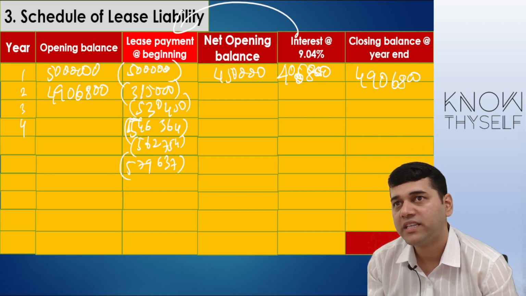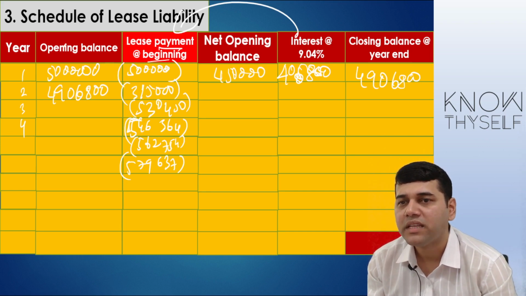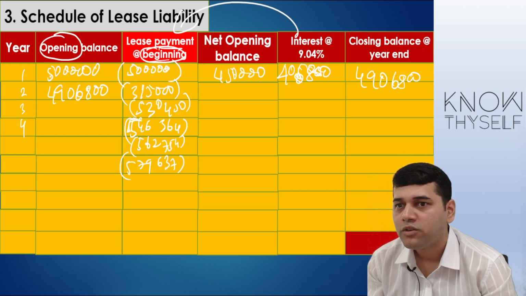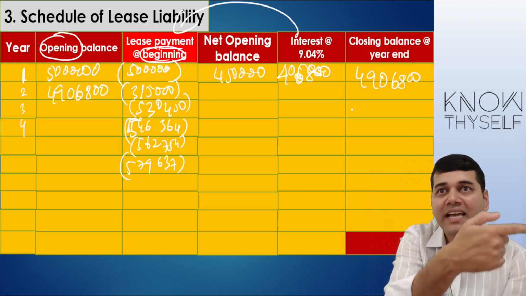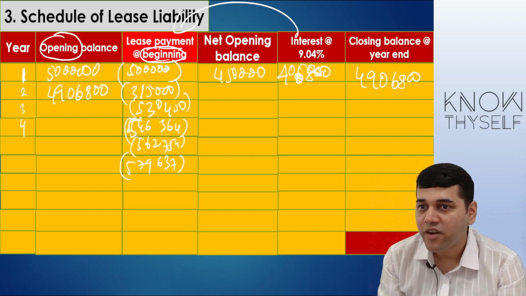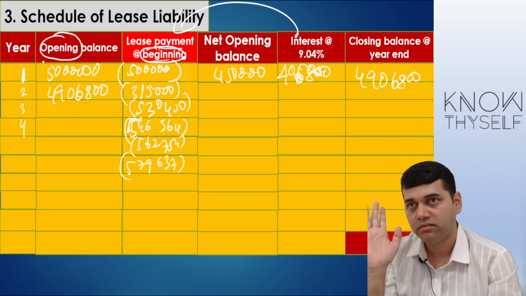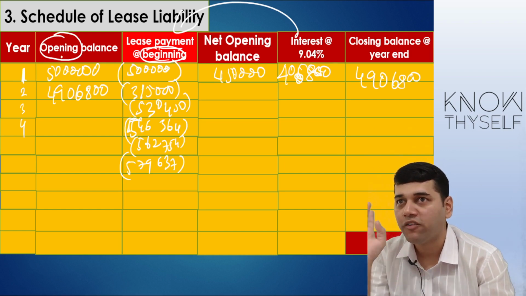Amortization schedule is always done at the end of the year or at the beginning of the year. But lease payment doesn't matter. I have written the heading, beginning. Did I not write here opening balance? Did I not write here beginning? So when I say one, interest will be one and the closing balance will be at the end of one.